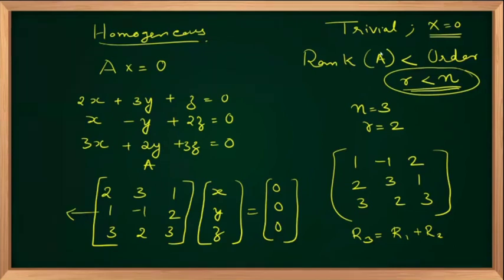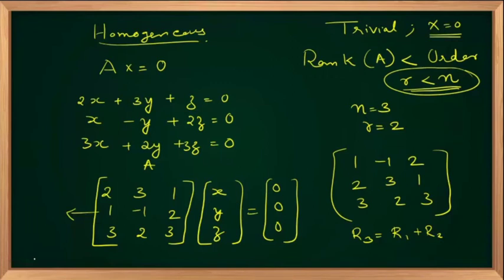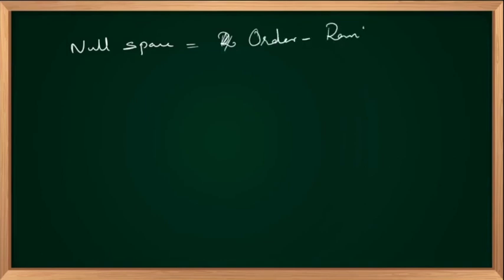Now, how many sets of solutions will be there? That depends upon the null space of this particular matrix. You know what is meant by the null space of a matrix? The null space of any matrix is the difference between the order and the rank of the matrix. So I'll write what is the null space of a matrix. Null space is equal to order of the matrix minus rank. If order and rank are the same, the null space is 0.